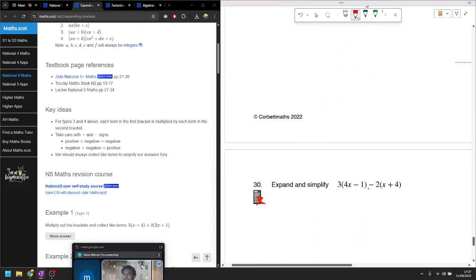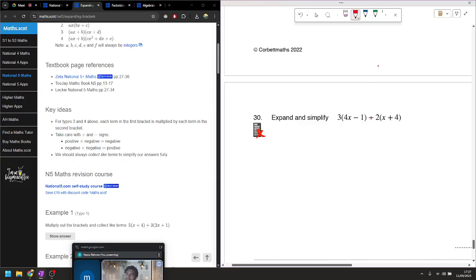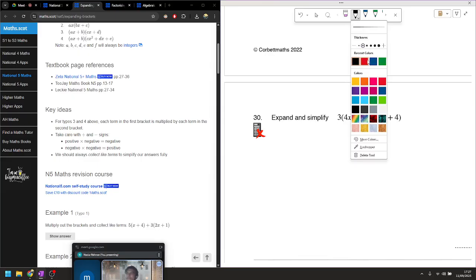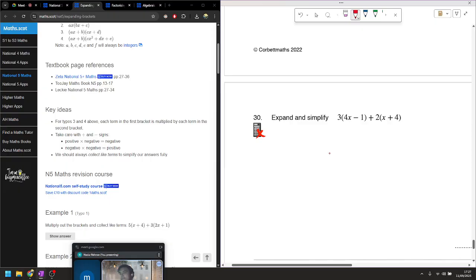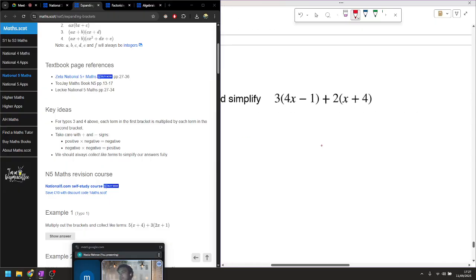Now imagine that there's a plus here, and you can try this question with a plus. Take your time, do it step by step. First, multiply the first bracket out. What do we get?